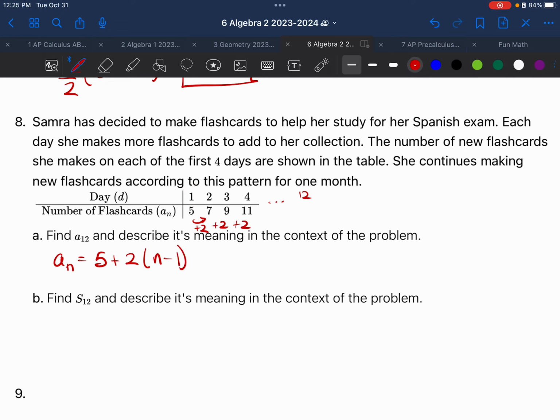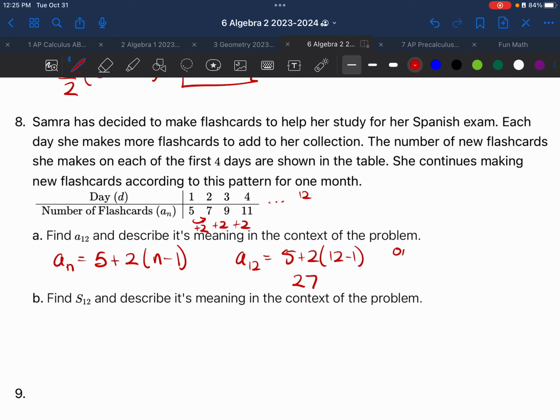All right, so I have my pattern, and I'm going to plug in. I'm going to say a sub 12. In this case, it's going to be 5 plus 2 times 12 minus 1. Okay, I can do this on paper. 12 minus 1 is 11. 11 times 2 is 22. 22 plus 5 is 27. So 27. Now we have to interpret that meaning in the context of the problem.